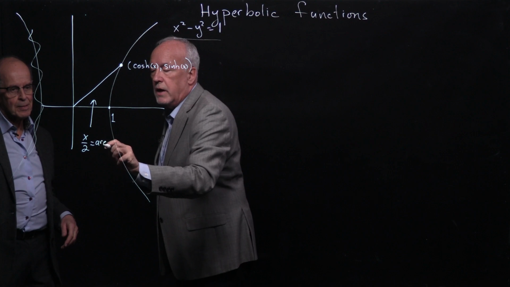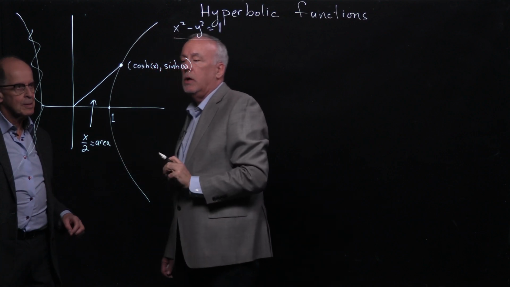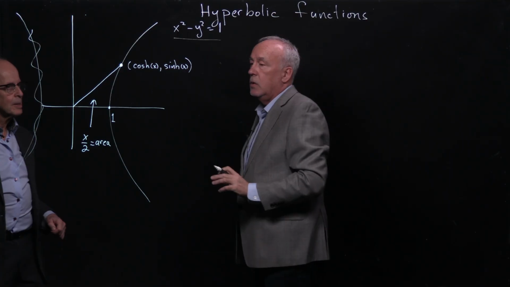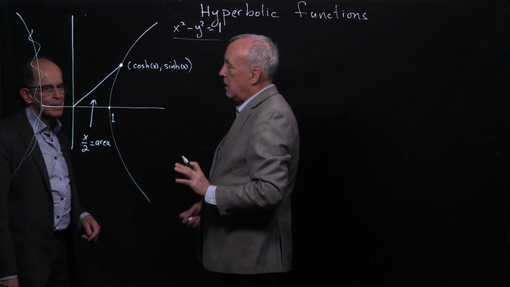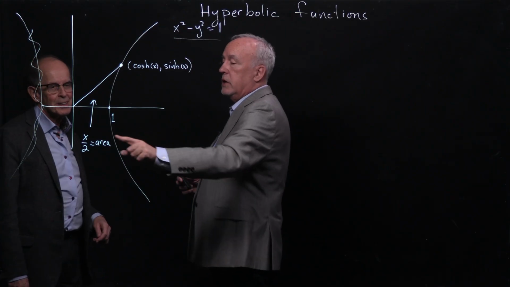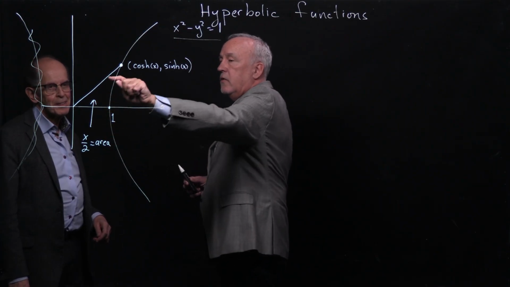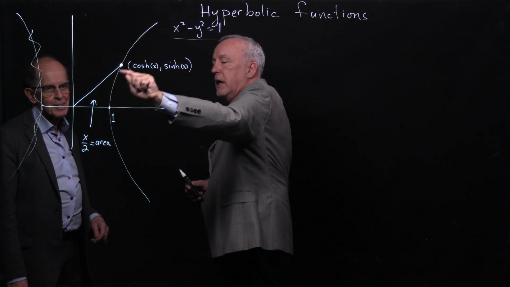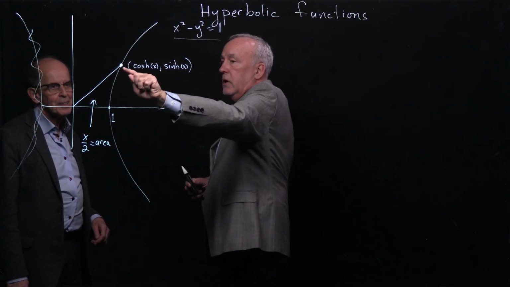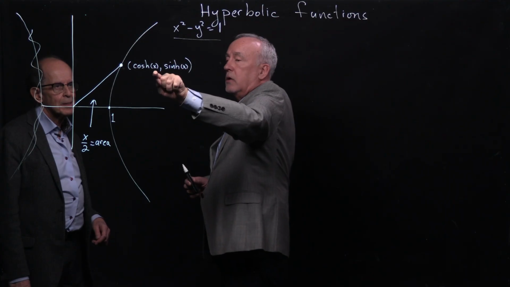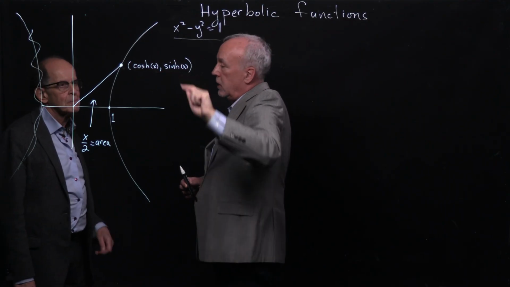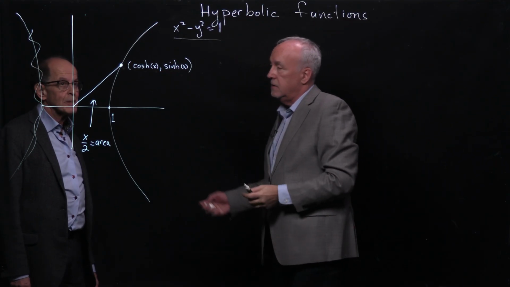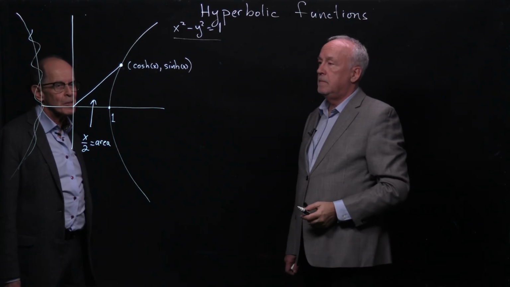So that's how we define hyperbolic sine, hyperbolic cosine, in terms of an area. You give me a number, like 3. I'll say, okay, I'm going to take 3 over 2. I'm going to move this point until I get an area of exactly 3 over 2. And then that's going to be the hyperbolic cosine of that x value, hyperbolic sine of that x value. Make sense? Yep, just like sine and cosine.